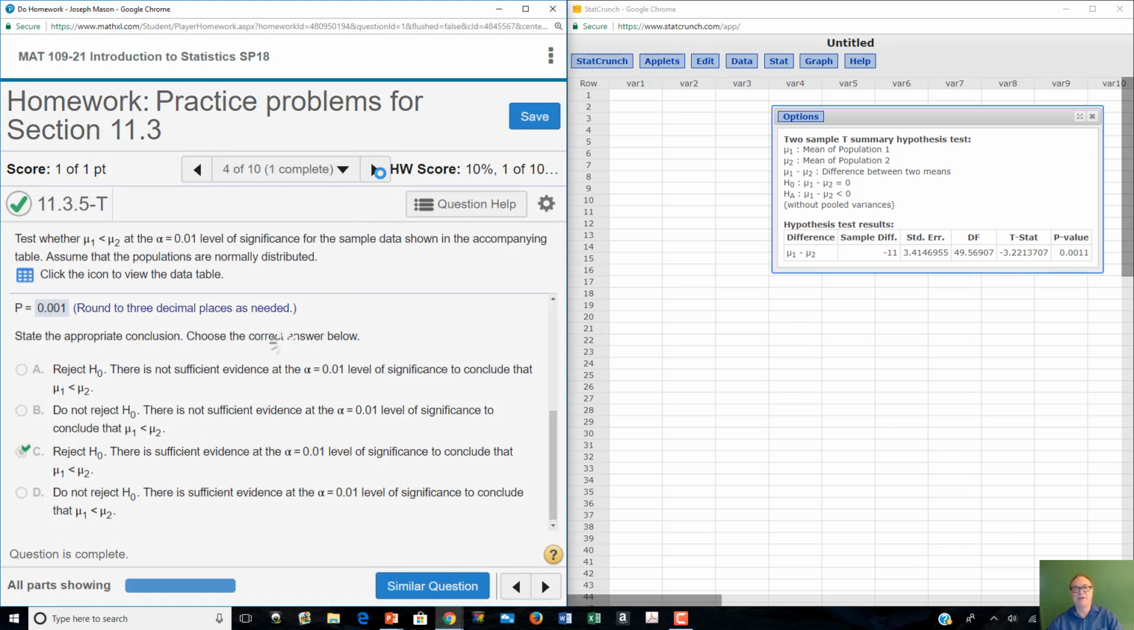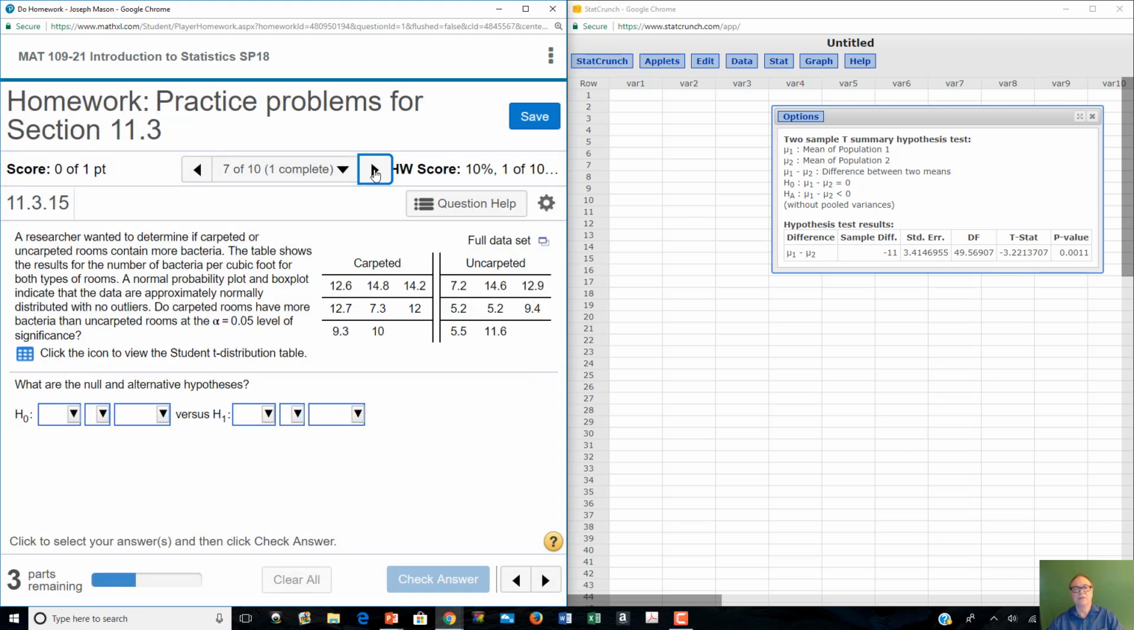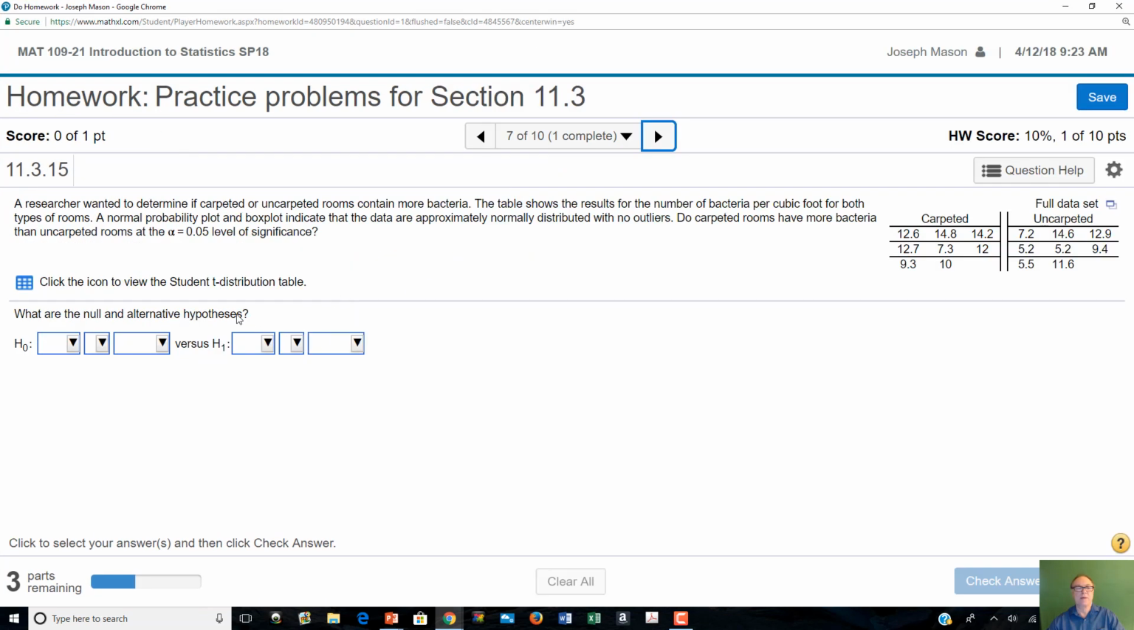Now, let me go down here to question 7. Okay, now this time, question 7 gives us a data set. This is a set of data. So, let me enlarge this a second.